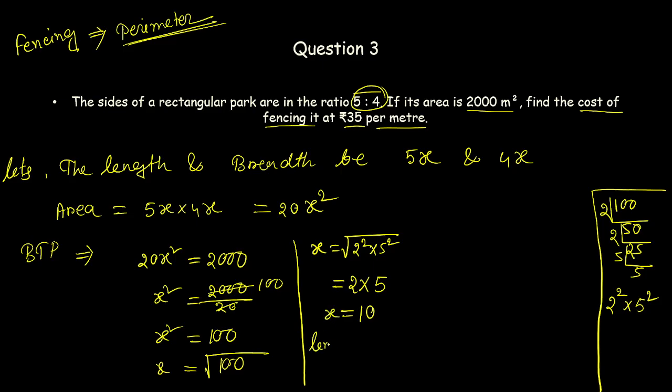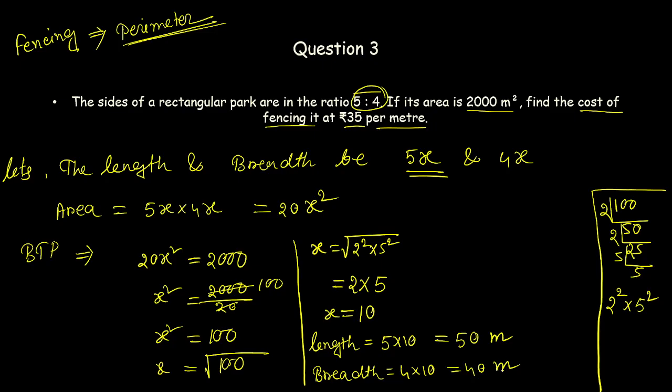So therefore length will be 5 into 10, right? 5x now. Length is 5x. So 5 into 10, that is 50 meter, and breadth will be 4 into 10, that is 40 meter.